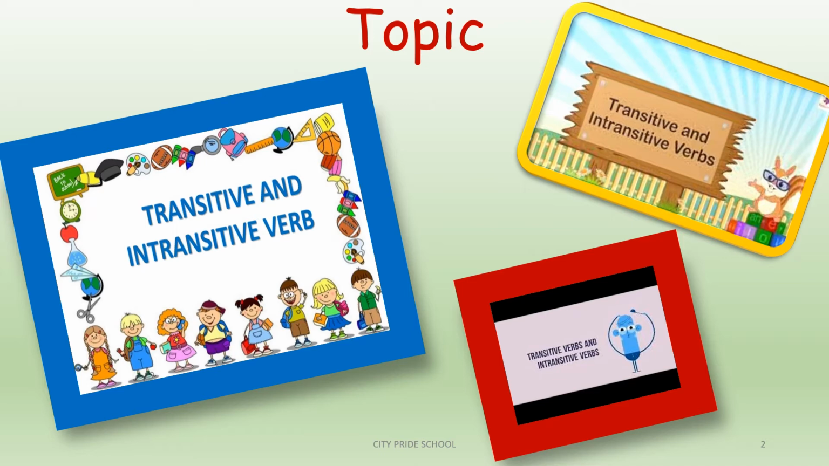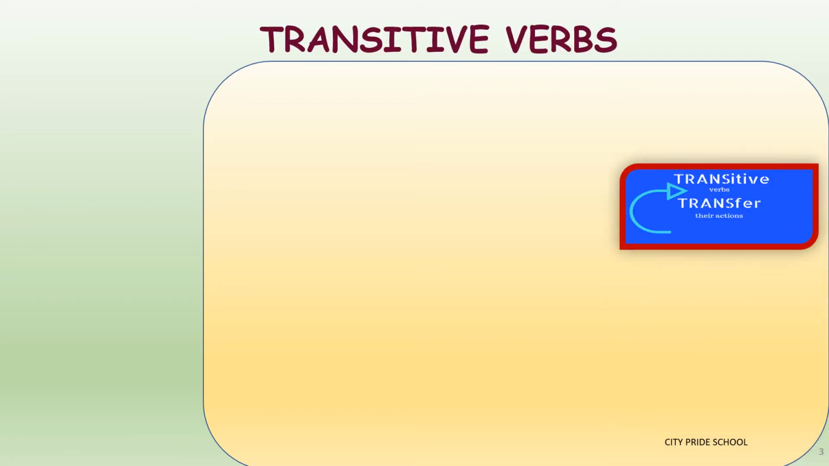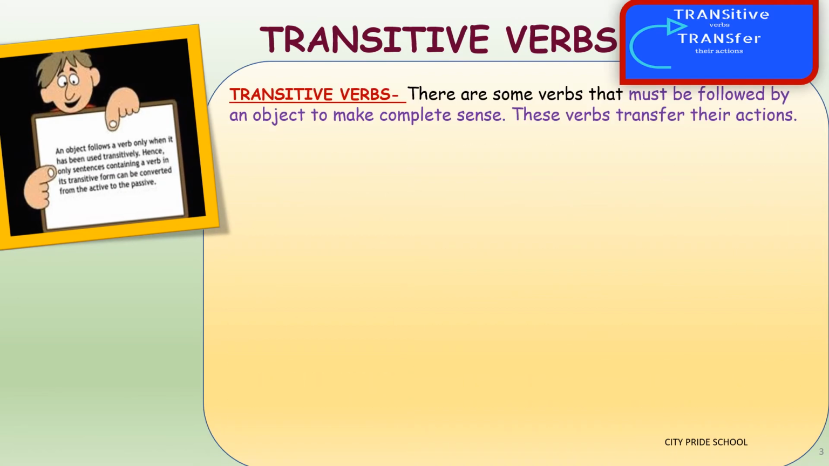Now let's move forward and let's see what are transitive and intransitive verbs. So first we'll start with transitive verbs. What are transitive verbs? Transitive verbs are the verbs that should be followed by an object. The verbs that transfer their action to an object. It can be a direct object, it can be an indirect object. Of course, a direct object is mandatory because without a direct object there won't be an indirect object. So that's what transitive verbs are.